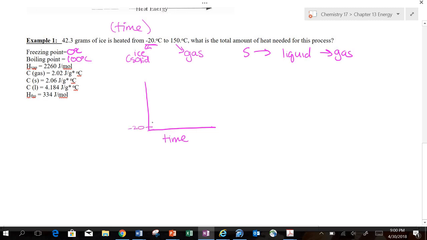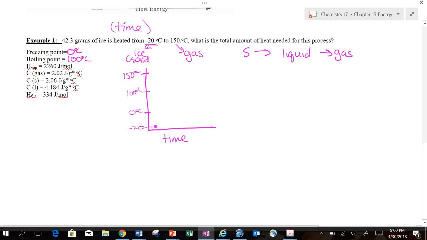So we know negative 20 is our starting point. We know we need 0 degrees Celsius because that's what water freezes at. We know that water boils at 100 degrees Celsius, so I need to include that. And we know that we're trying to get it all the way to 150 degrees Celsius. So we're going to include all those points.